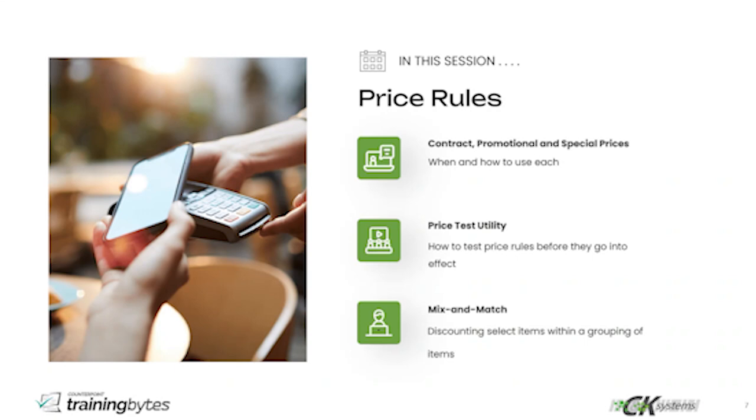Then we'll take things to the next level. We'll do some simple price rules, and then we'll talk about mix and match. Mix and match are great for BOGOs, and they're also great for discounting groupings of items. Like if you're in the spirits business, buy any 12 select wines for $59.99.